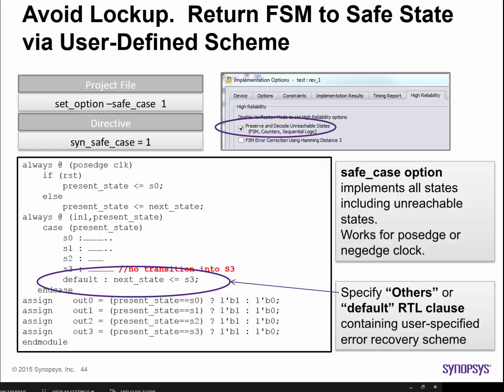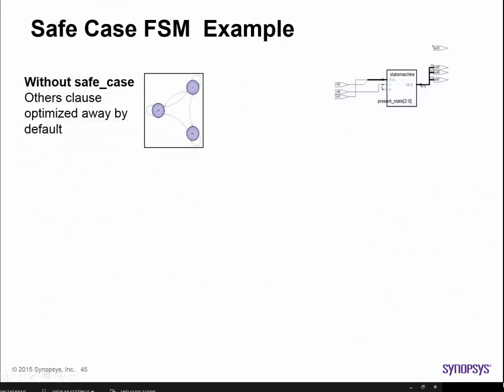How does this all work? When the undefined state is entered, the state machine recovers in a way that is specified in the default or others clause. The top figure shows an FSM implementation for a 3-state FSM in which we elected not to use a safe case FSM.